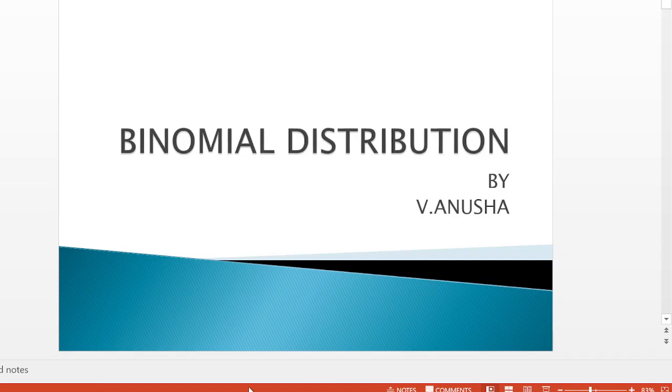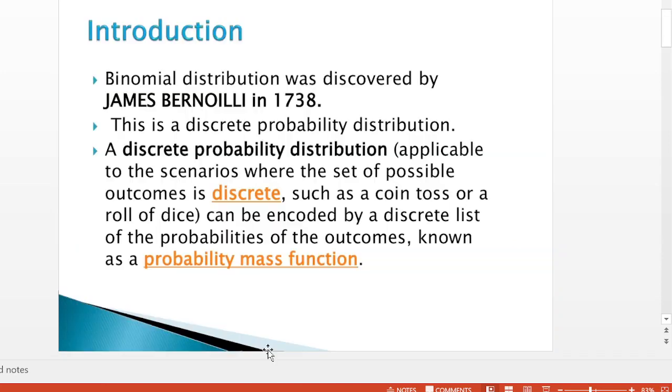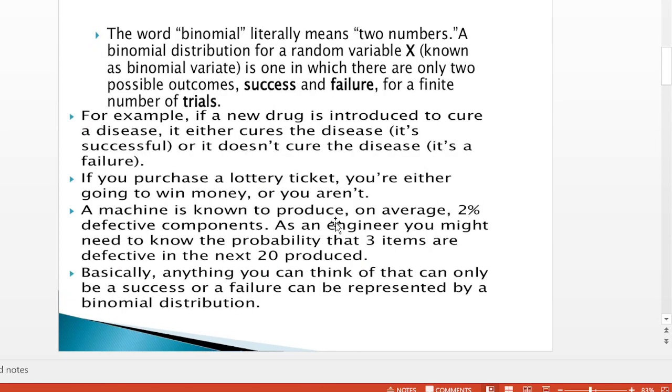Binomial distribution. The binomial distribution was discovered by James Bernoulli in 1738. This is a discrete probability distribution, applicable to scenarios where the set of possible outcomes is discrete, such as a coin toss or a roll of dice, and can be encoded by a discrete list of the probabilities of the outcomes, known as the probability mass function. The word binomial literally means two numbers.